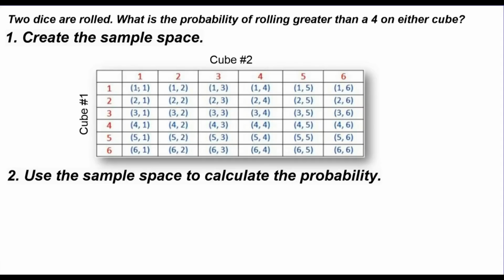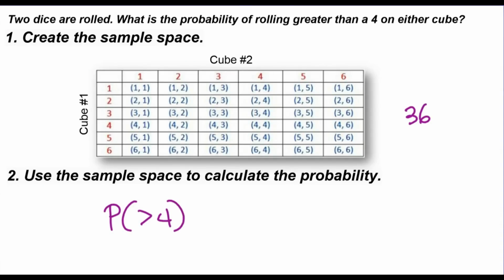And then in the table, I just put the combinations of the two. So I could roll a 1 and a 1, a 1 and a 2, a 1 and a 3, a 1 and a 4, so on and so forth. So this table shows all the possible outcomes of rolling 2 dice. And there are 36 outcomes possible. And so what is the probability of rolling greater than a 4 on either cube?